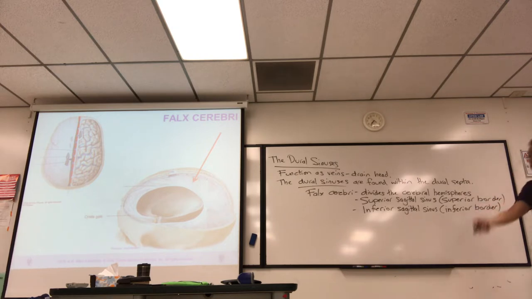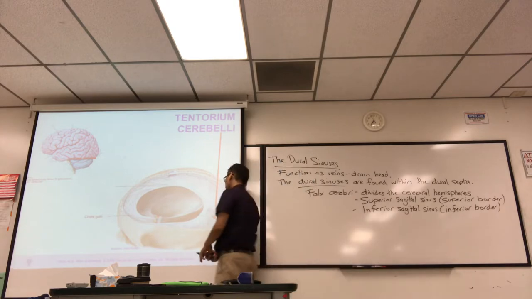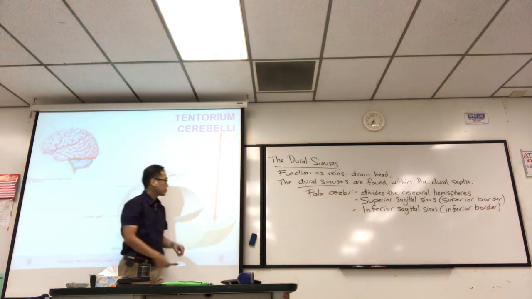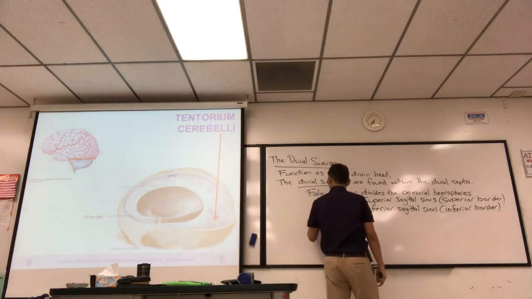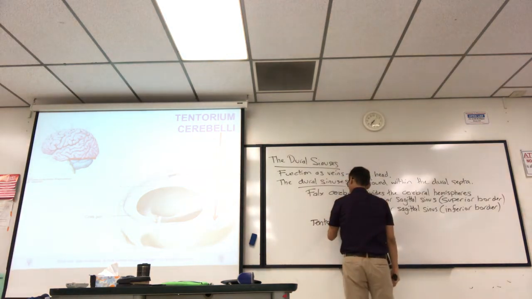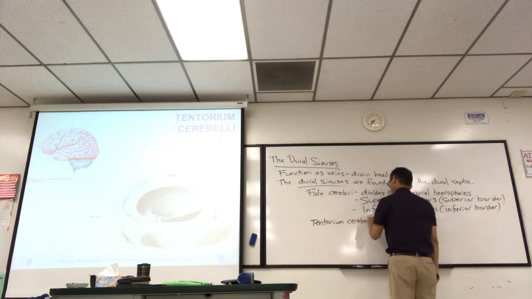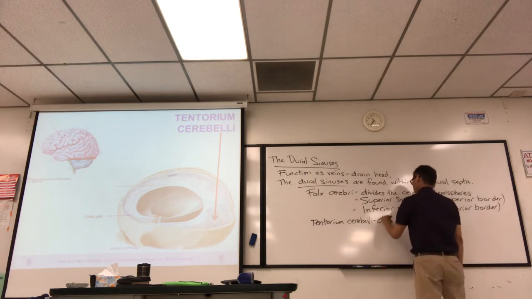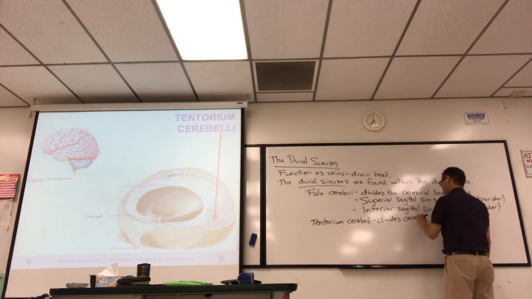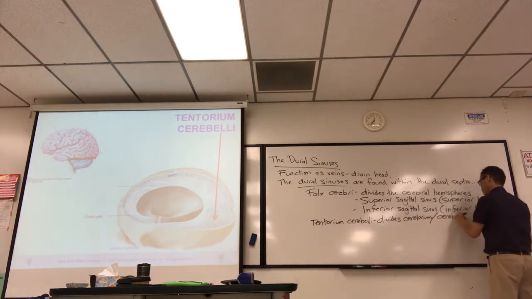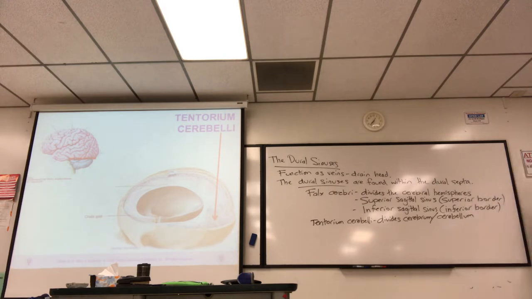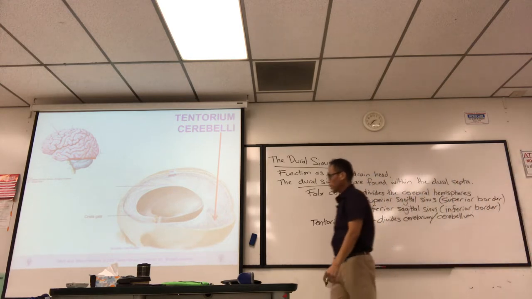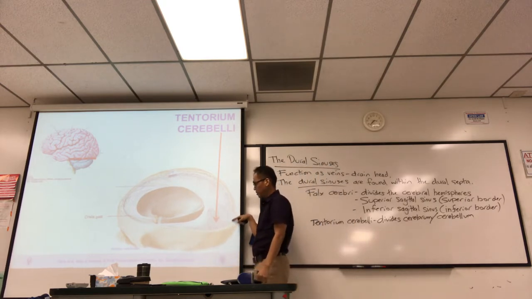Same picture, but I'm going to point to something else here. The tentorium. Right there. Tentorium cerebelli. It divides, on the picture on the left, the cerebrum above from the cerebellum below. Okay, so that's the septum that divides parts of the brain, those two things. And if you look in the posterior edge of the tentorium, it contains the transverse sinus.